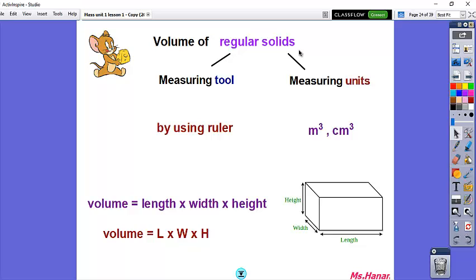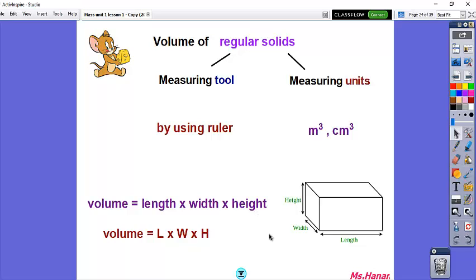You know, solid may be regular as a cube or irregular as a stone. Now I'll speak with you about how to measure the volume of a regular solid. A cube is an example of a regular solid. We use a measuring ruler to measure the dimensions. Dimensions are the length, width, and height of the cube.